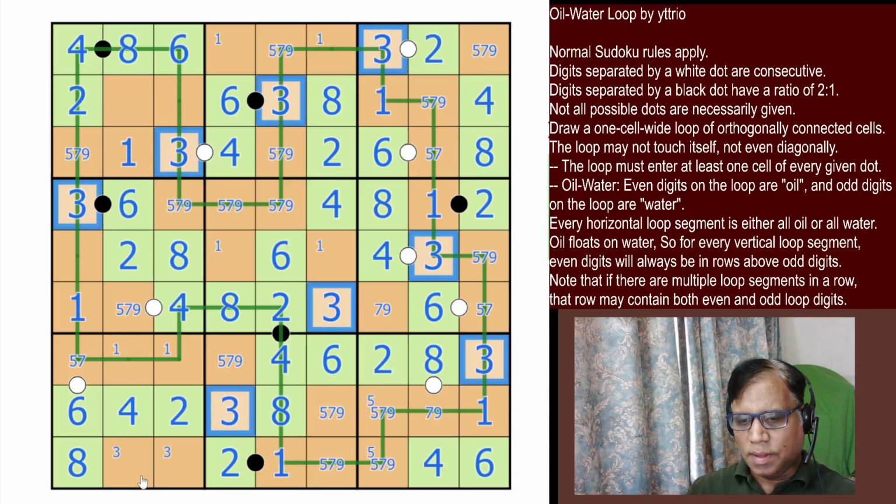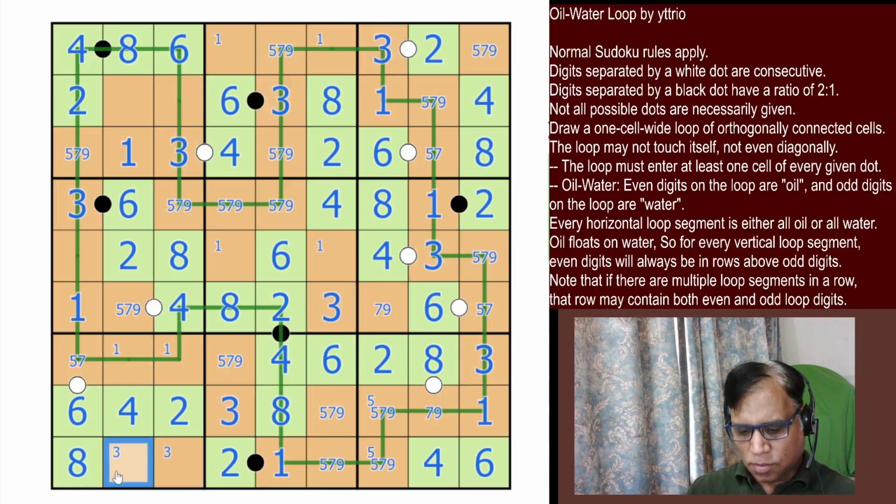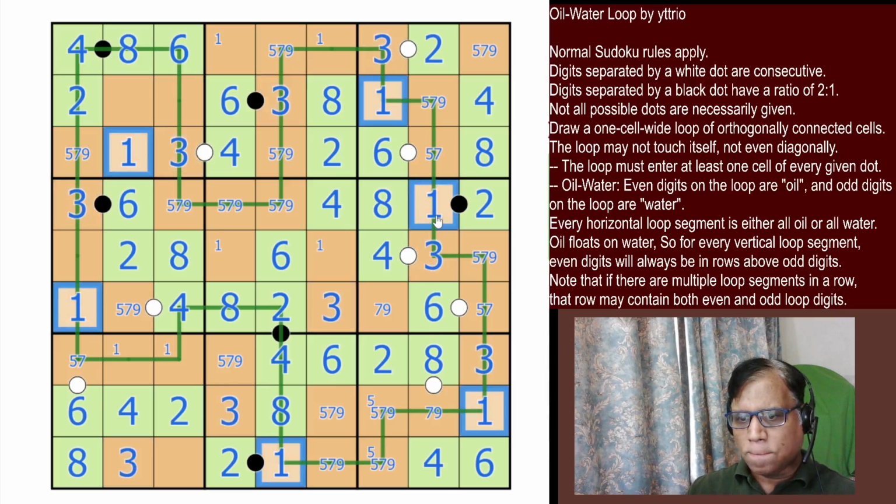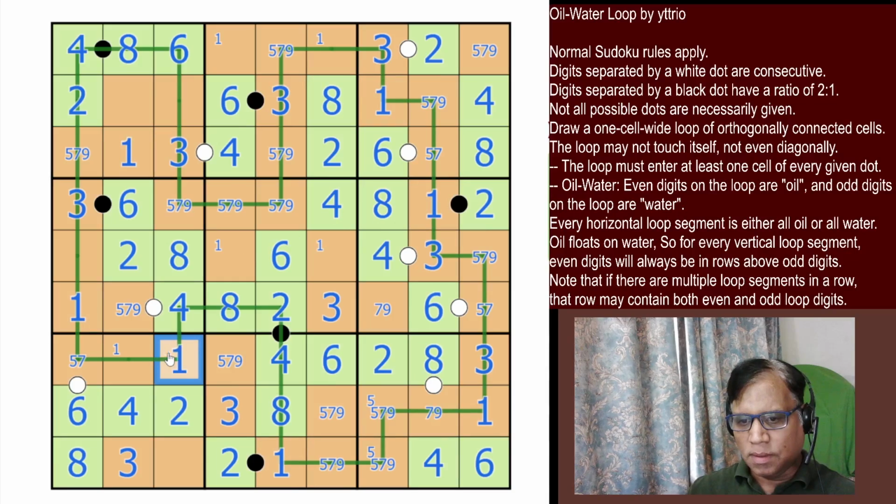Now where is 3 here? Oh, 3 is here, right? Because this cannot be 3. So that has to be 3. That's not 3. And all the 3s are done. Wow. What about 1? Some X-wing of 1 is done. Oh, that's 1. That's not 1. Yeah, 4, right? How can that be 7? And that has to be 5. Yeah, that 5 gives 7 here.